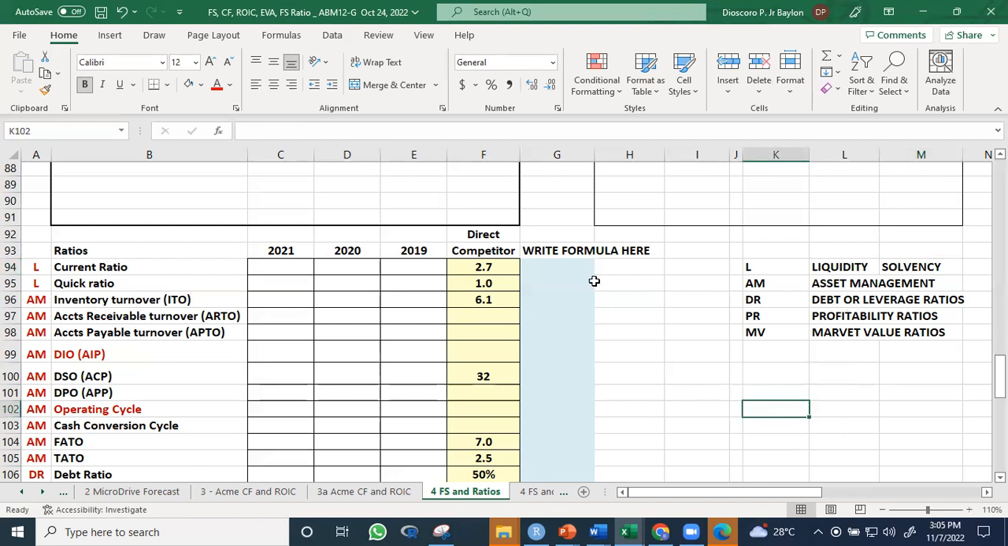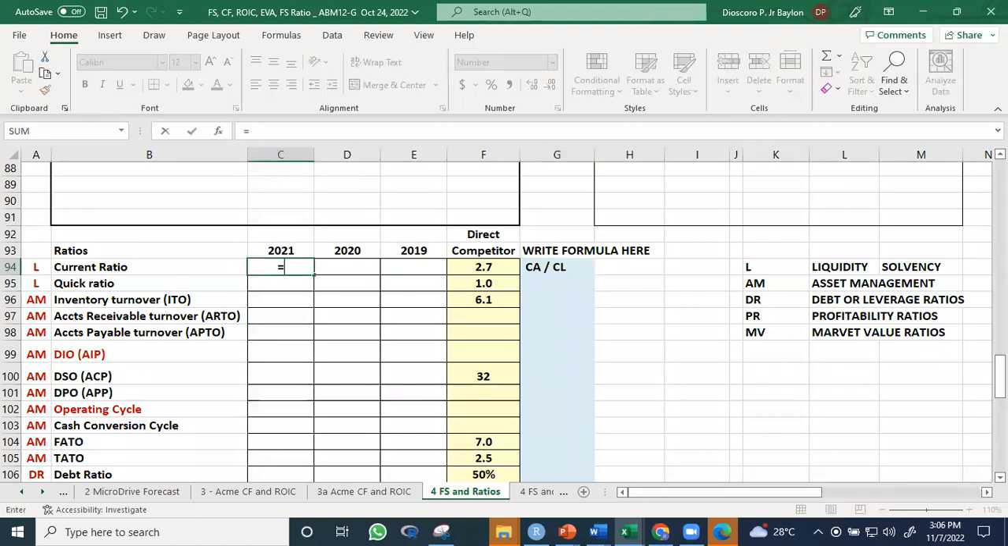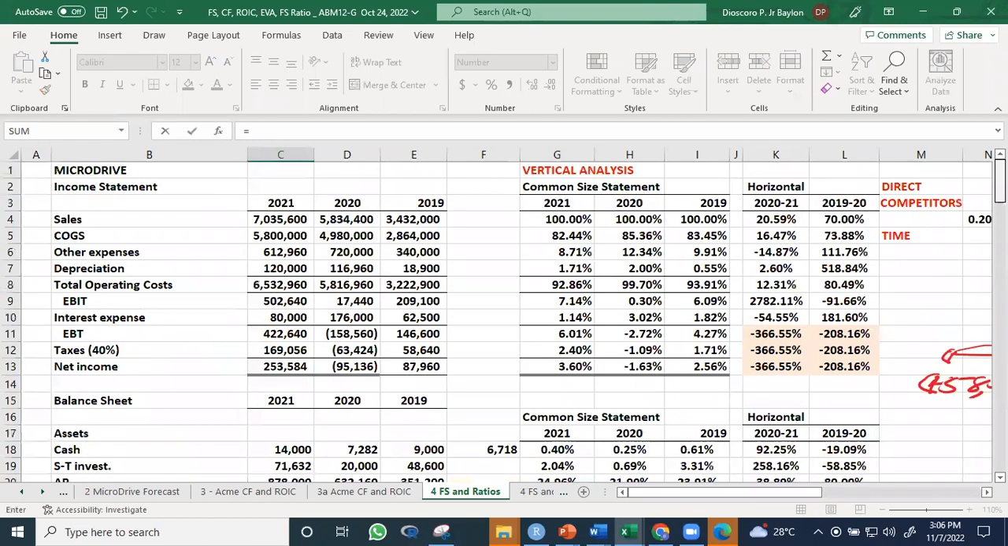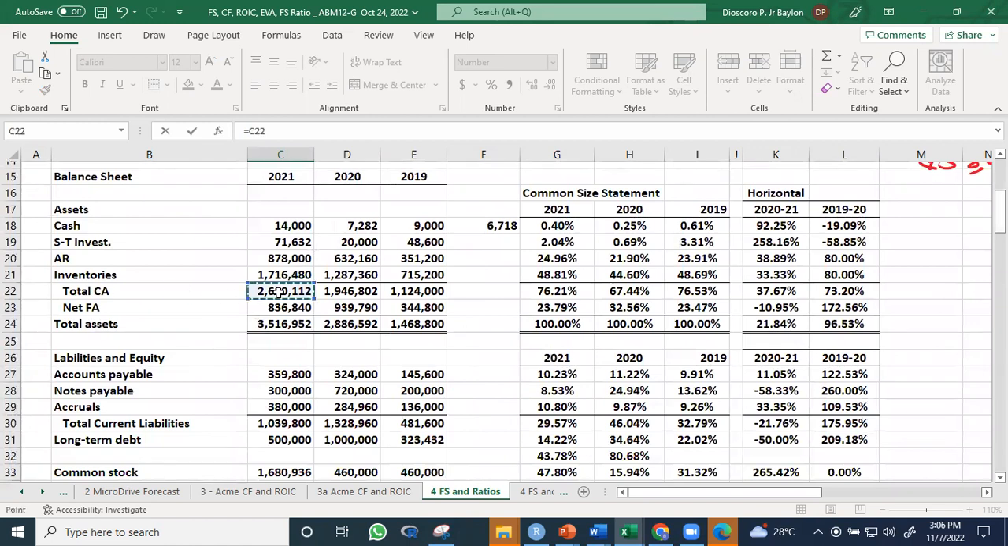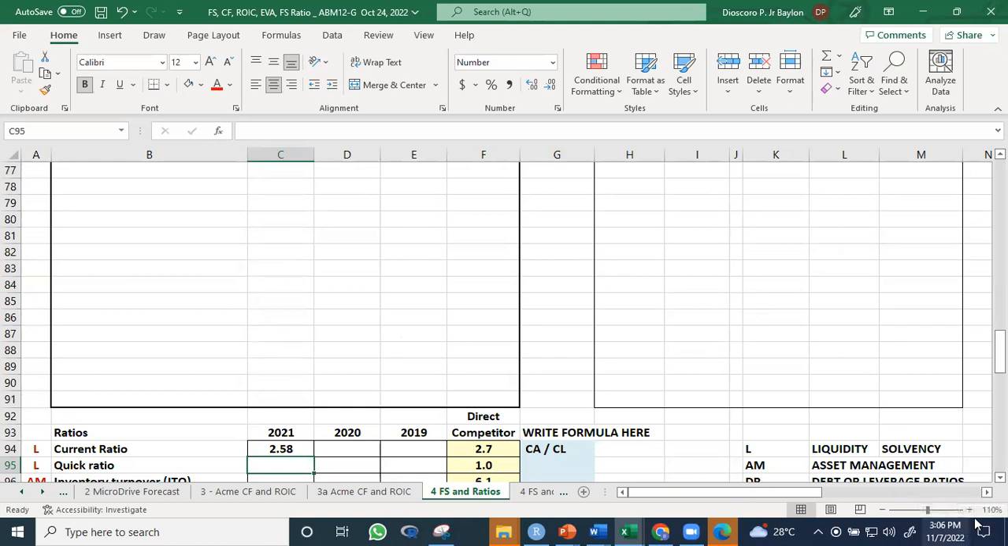Okay, so the current ratio formula will be simply current assets divided by current liabilities. Very simple. Current assets divided by the current liabilities. So let's compute for the current ratio. The current ratio is current assets for 2021 divided by current liabilities. We have it here. So it's around 2.6.